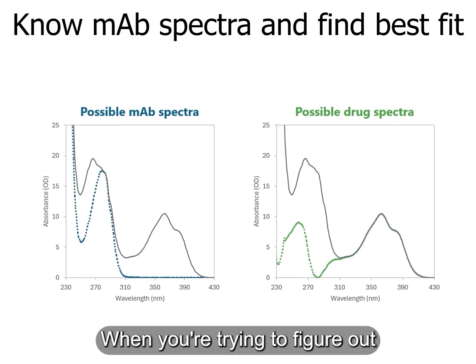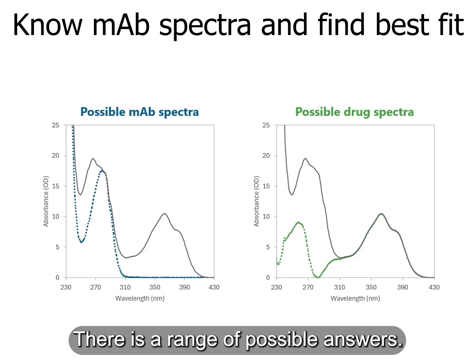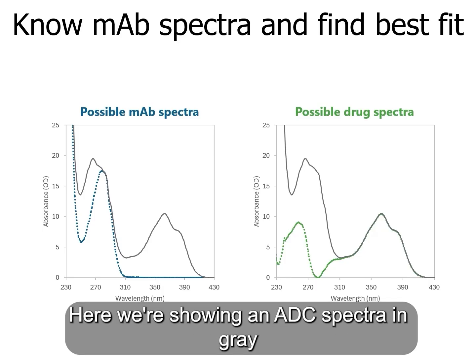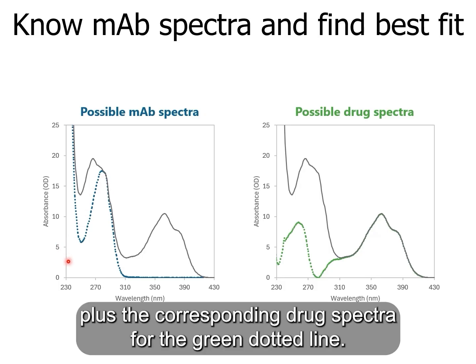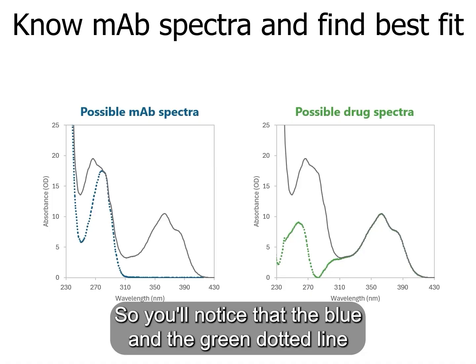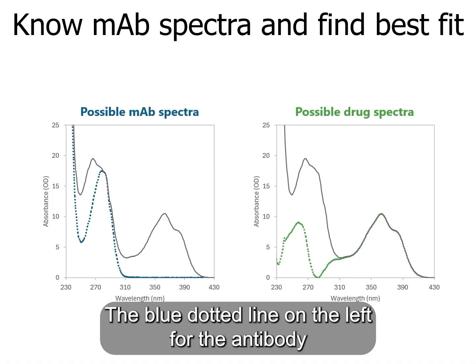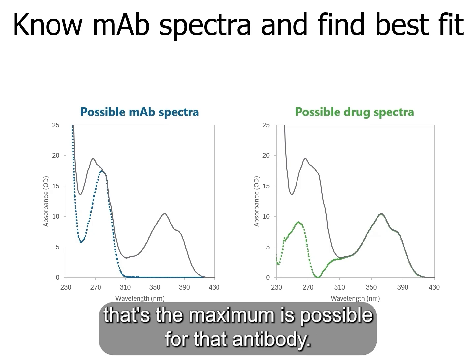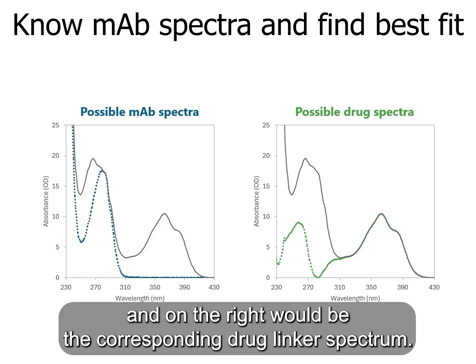When you're trying to figure out what is the right antibody spectra and drug spectra, there is a range of possible answers. Here we're showing an ADC spectra in gray and the maximum possible antibody spectra as the blue dotted line, plus the corresponding drug spectra for the green dotted line. So you'll notice that the blue and the green dotted line would add up to the gray total ADC absorbance. The blue dotted line on the left for the antibody, that's the maximum absorbance possible for that antibody, since of course it can't go above the total absorbance for the ADC. And on the right would be the corresponding drug linker spectrum.